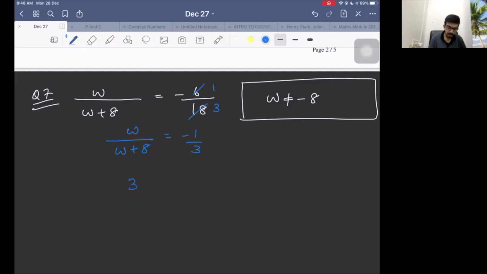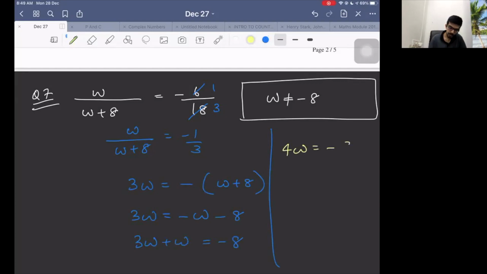We have 3 times W is equal to minus of W plus 8. So we have 3W is equal to minus W minus 8. So 3W plus W is equal to minus 8. So we have 4W is equal to minus 8, and W is minus 8 over 4, which is minus 2. Minus 2 is our answer.